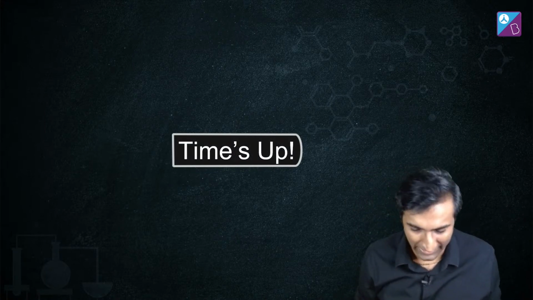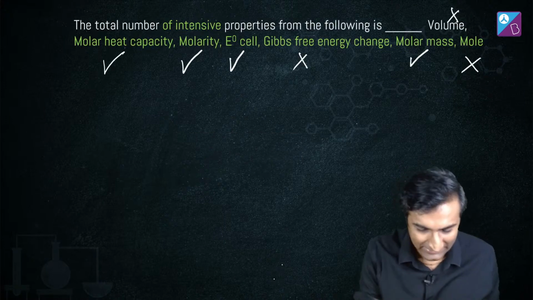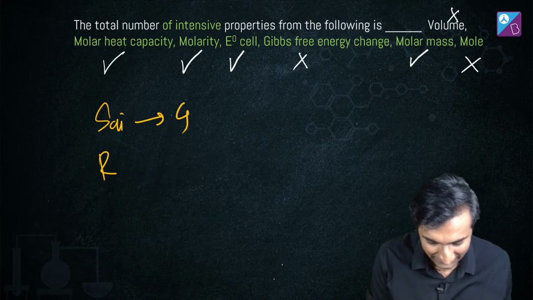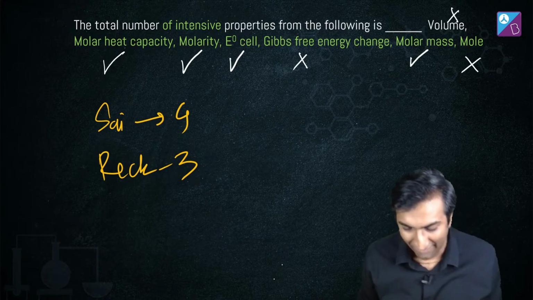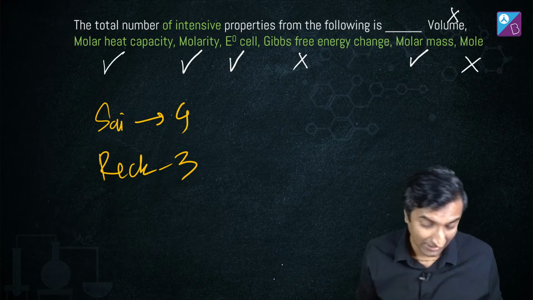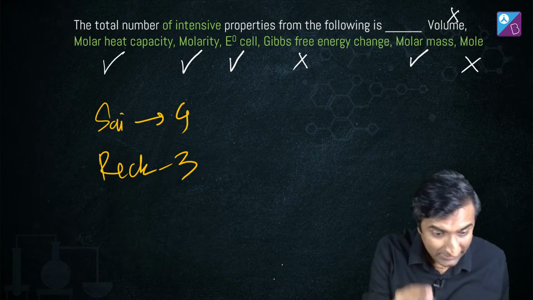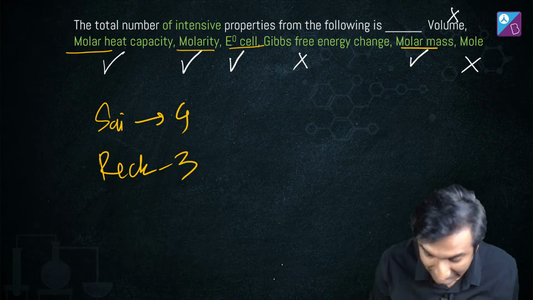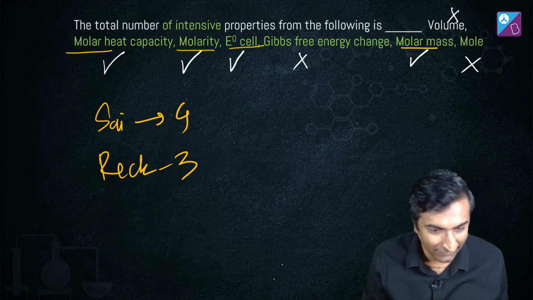2, 3, 4, 6. Okay, Sai. So Sai is saying 4. Sai is saying 4. Rek is saying 3. All right. I have quickly marked the ones that I feel are correct. What do you think? Okay. Sai is saying 2, 3, 4, 6. Beautiful. Well done, Sai. Lovely.